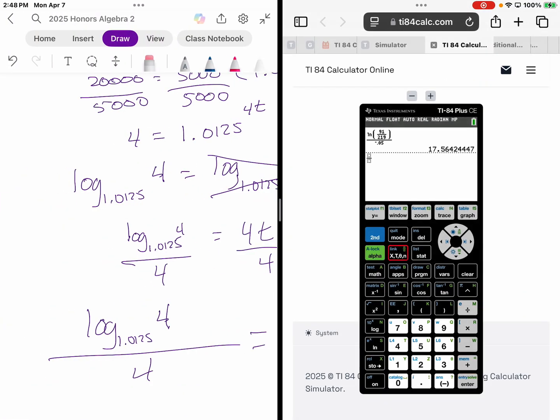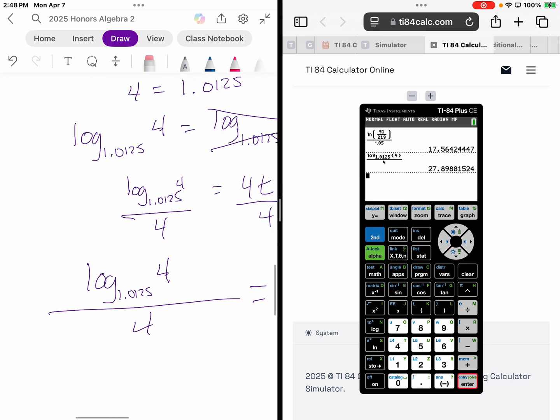Give me a fraction. Alpha window, give me option 5, log base 1.0125. Inside the parentheses, I put a 4. On the bottom of the fraction, I put a 4. So that tells me it's going to take 27.8988 years.